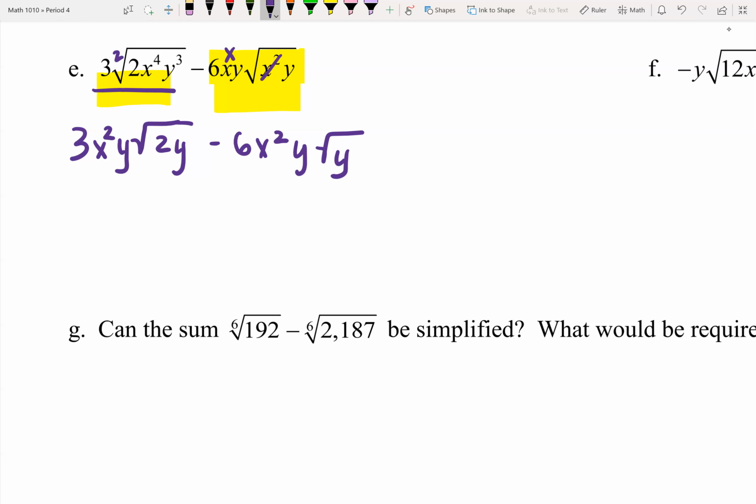An x and an x. Okay. One x is a blue x and one x is a red x. So you can't have it.